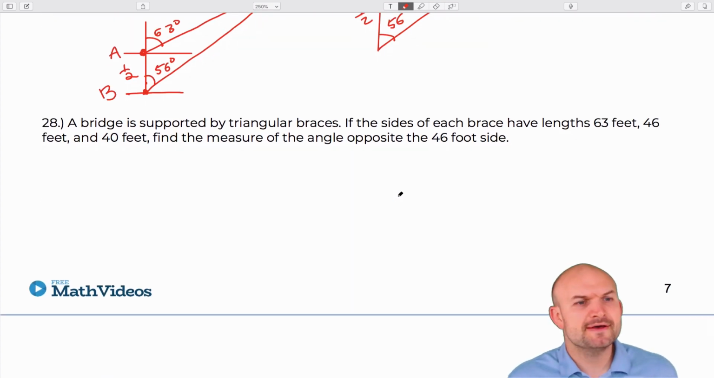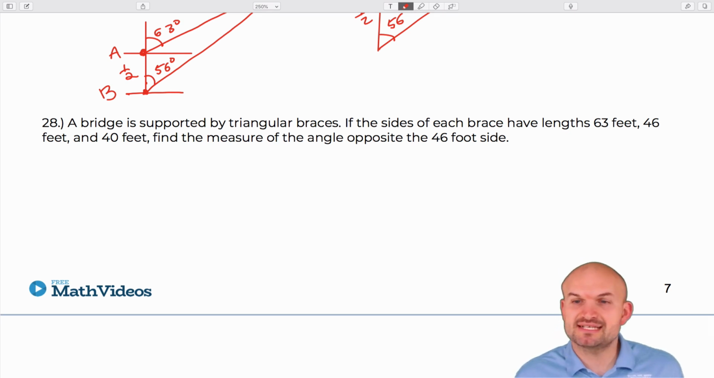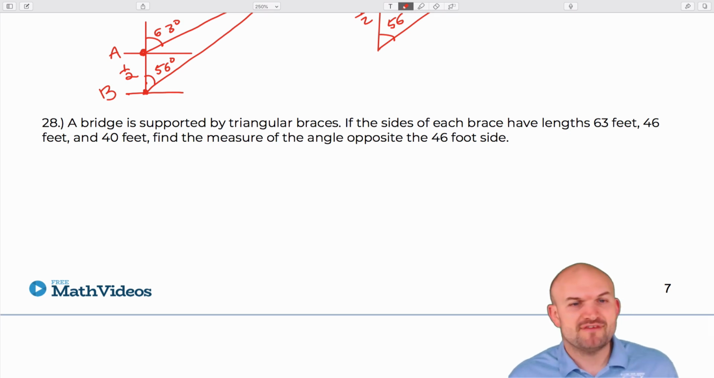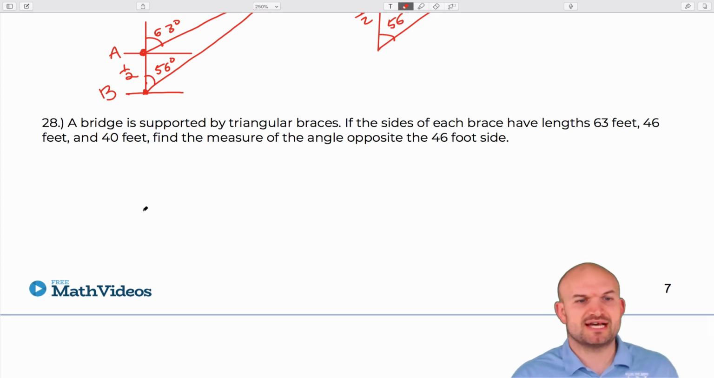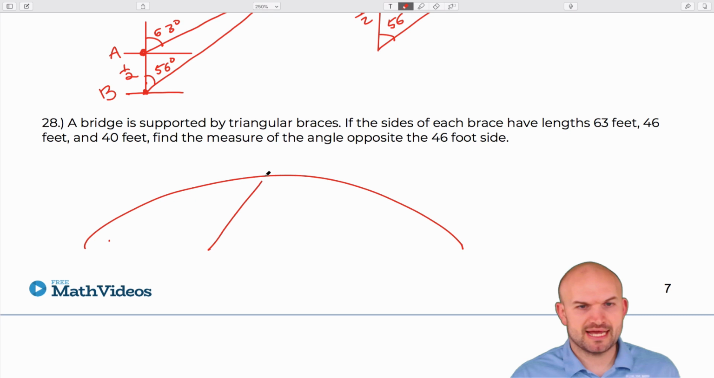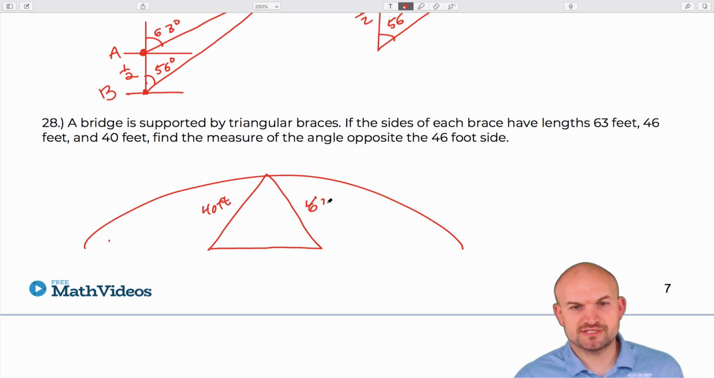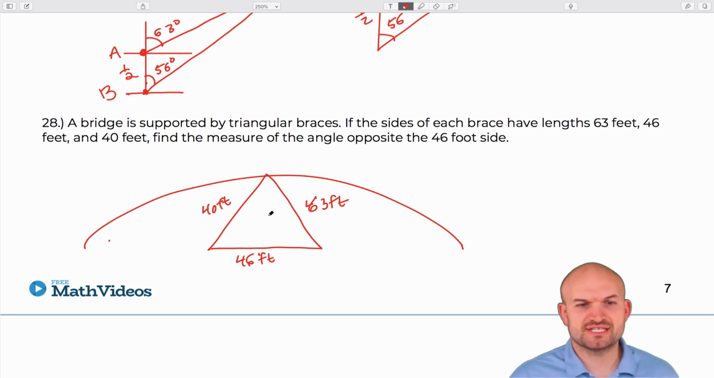For number 28, we're going to have a bridge supported by triangular braces. If the sides of each brace have lengths 63 feet, 46 feet, and 40 feet, find the measure of the angle opposite a 46-foot side. Basically we have a bridge, and it's made out of triangles. One side is 40 feet, one side is 63 feet, and the other side is 46 feet. They're looking for the measure of the angle opposite the 46-foot side, so that's going to be our angle theta.